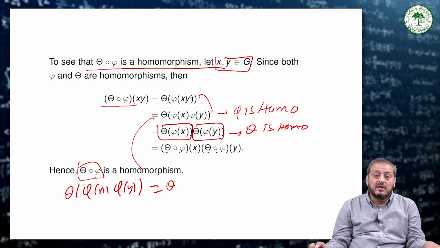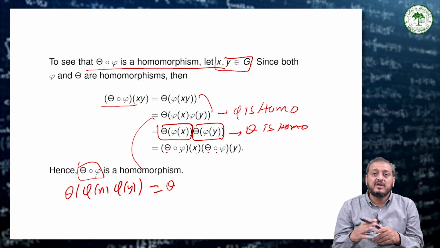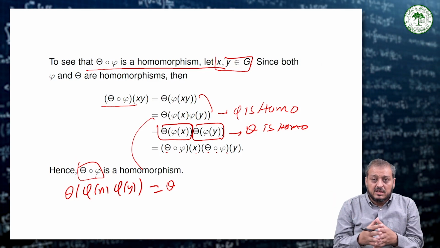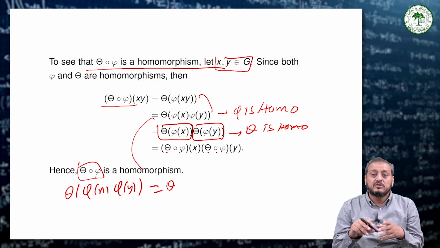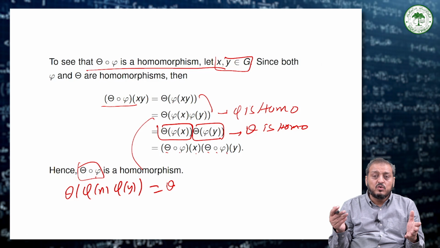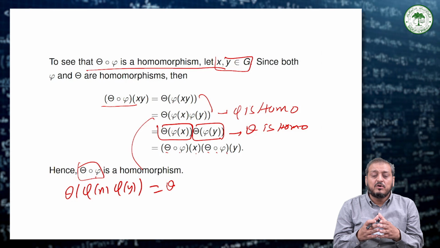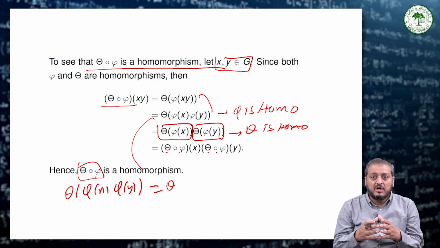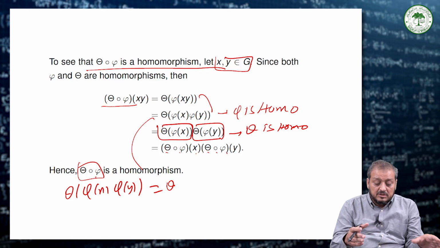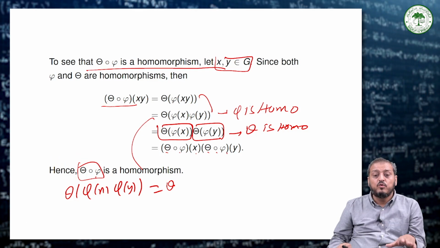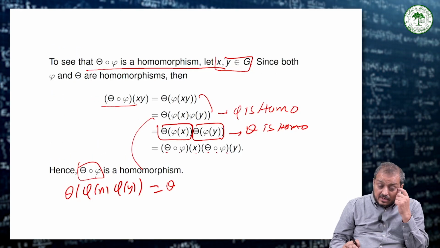So we showed that if theta and phi are two bijective homomorphisms, then the composition is also a bijective homomorphism. This means that if theta and phi are two isomorphisms, then their composition is also an isomorphism. This completes the proof of this result.